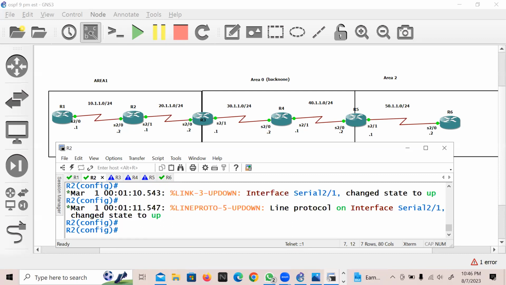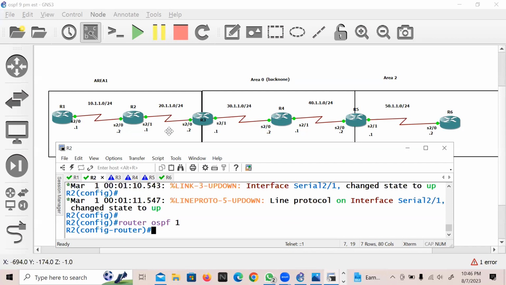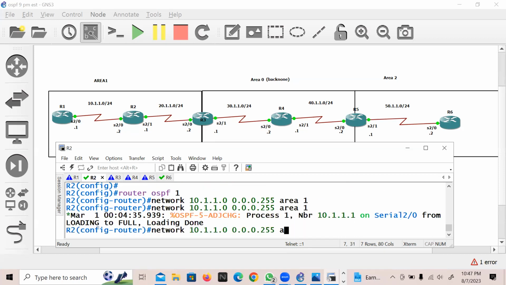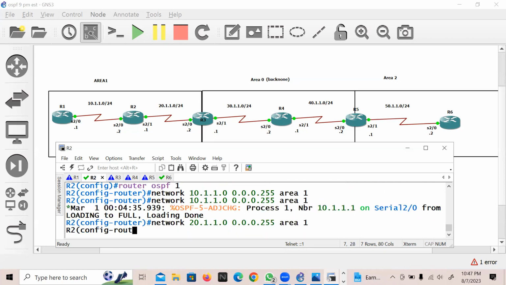Then R2. On R2 we have two networks. You can check there, just see the IP addresses on R2. The 10 network is there, the 20 network is there. That means I have two networks there. Just the area should not be wrong. If the area is wrong, it will make a mistake.